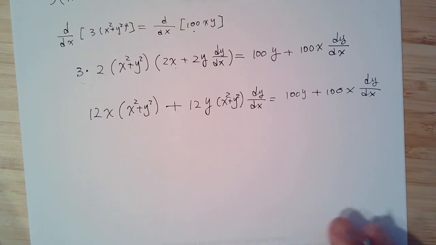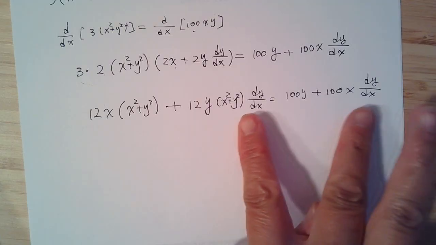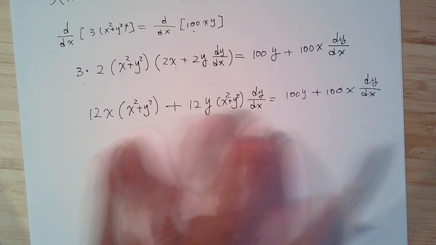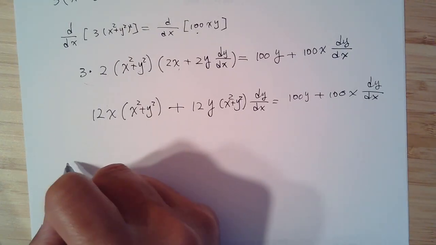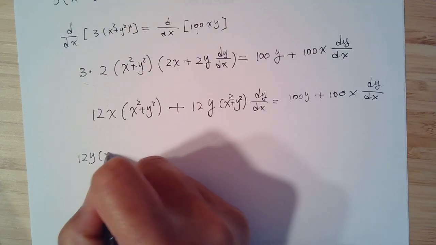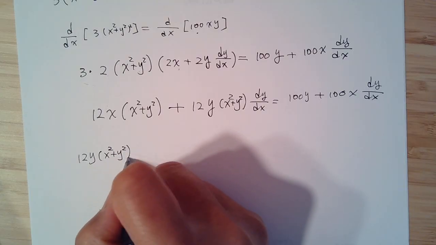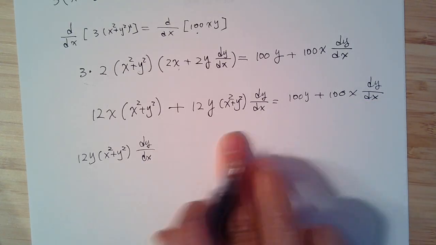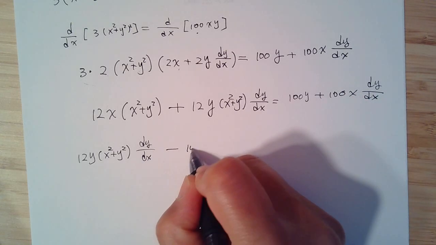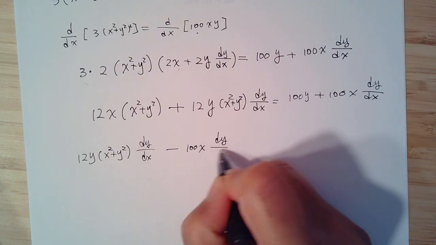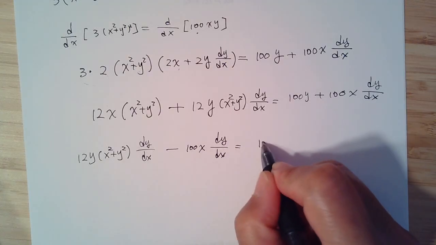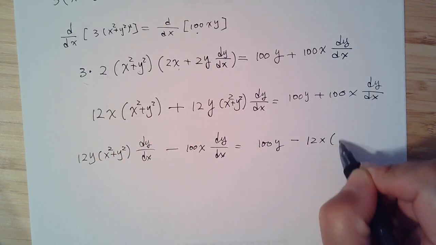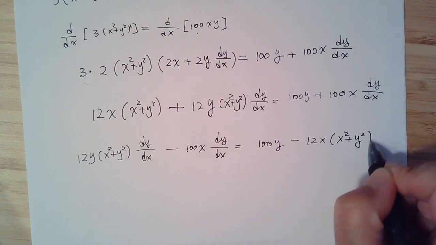Okay. And then I need to put all the terms with the dy dx on one side, and I bring all the others to another side. So I get a 12y (x squared plus y squared) dy over dx. That's this term. And I subtracted that on both sides. I got a minus 100x dy over dx. All right, now the right side, I have 100y, and then subtracted this on both sides. I got minus 12x (x squared plus y squared).